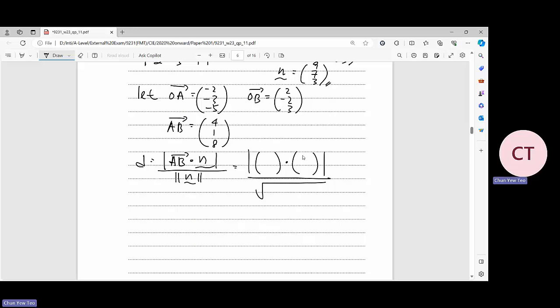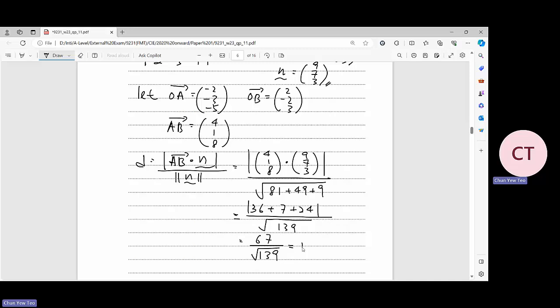So what is your n? N just now was a 973. What is your AB? AB is a 418. So this one magnitude will be 9 square plus 7 square plus 3 square. Expand, simplify, you will get 36 plus 7 plus 24, modulus, divided by square root of 9139. Okay, so if you simplify further, you will get this is the answer. You can give me decimal as well.